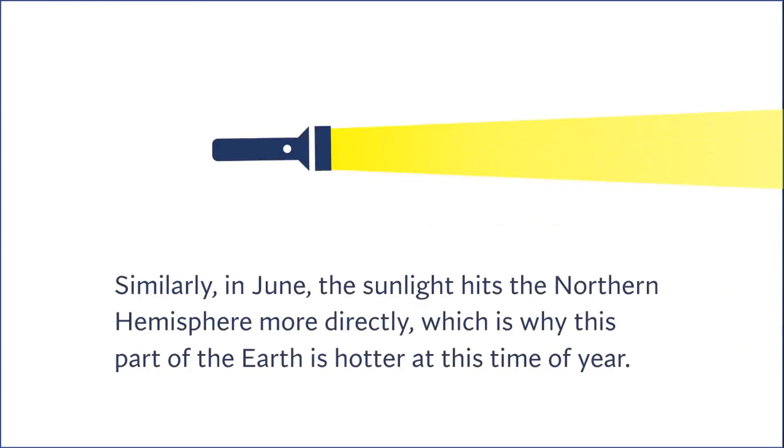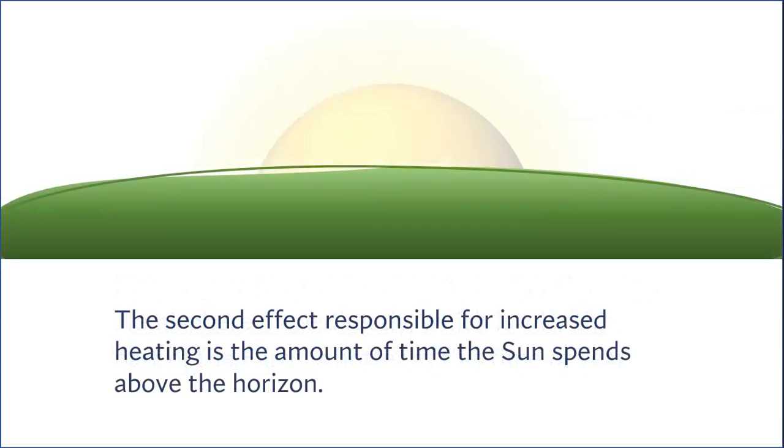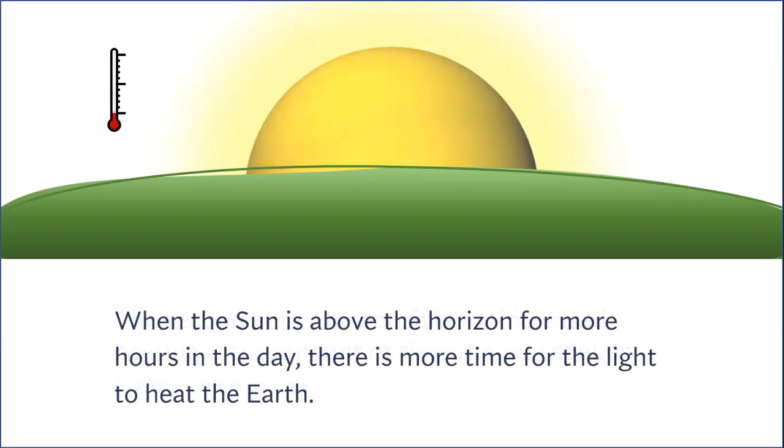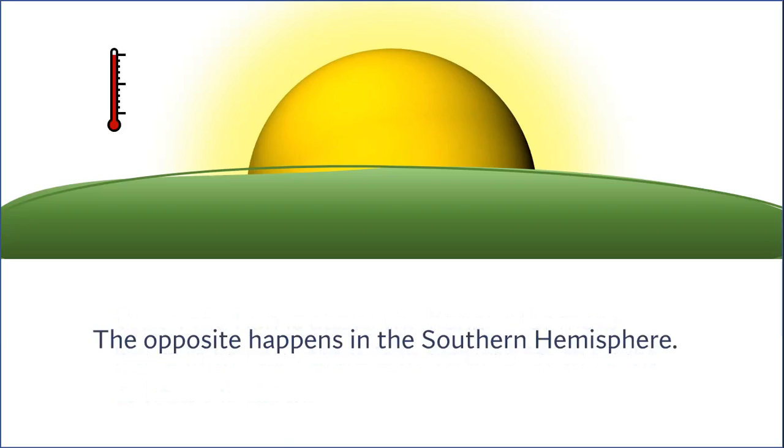Similarly, in June, the sunlight hits the northern hemisphere more directly, which is why this part of the Earth is hotter at this time of year. The second effect responsible for increased heating is the amount of time the Sun spends above the horizon. When the Sun is above the horizon for more hours in the day, there is more time for the light to heat the Earth. The opposite happens in the southern hemisphere.